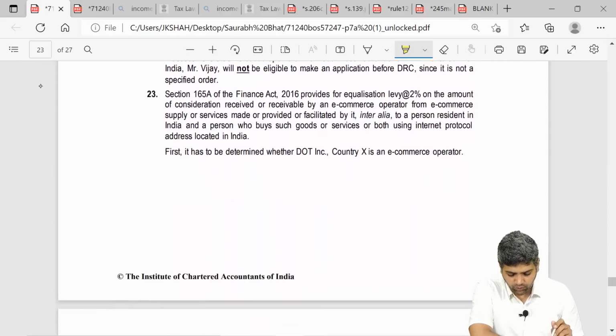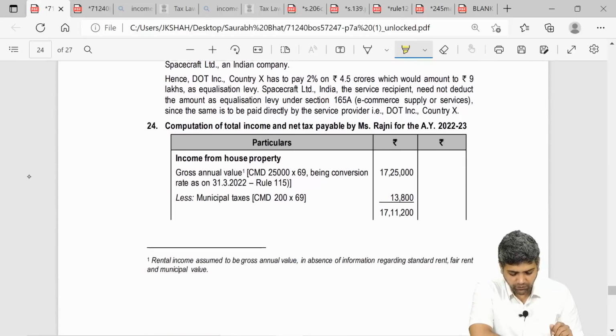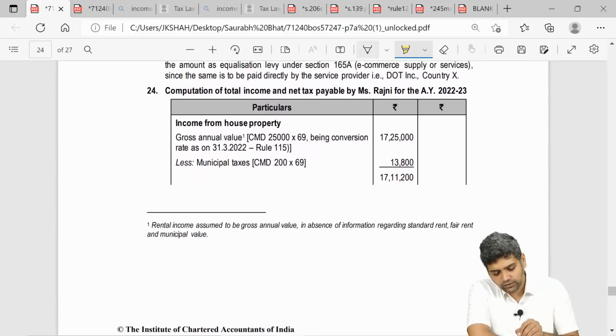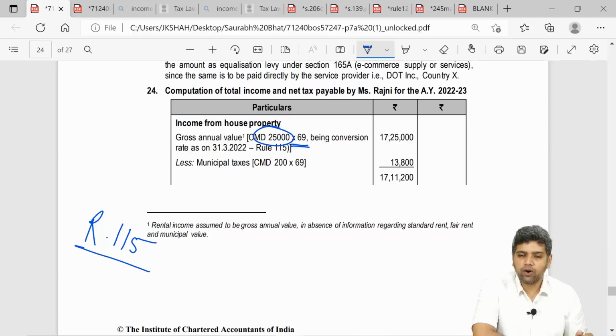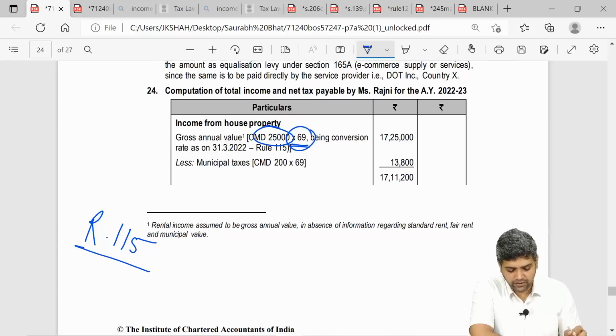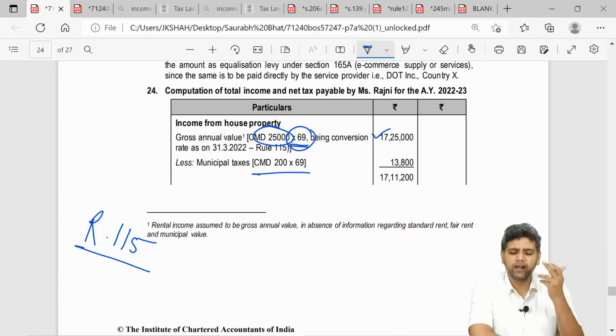I can directly take you through this answer because it's pretty simple. Same steps have to be followed. So 25,000 is the income from country M, rental income. I will convert it, multiplied by 69, as per rule 115. Whenever any income is earned in foreign currency, how you convert it into INR is given in rule 115. And when you talk about rental income, we adopt the rate of exchange as on last day of the year. So 69 is the rate given on last day of the year. So that is 17,25,000. Municipal taxes you are not deducting here, that doesn't matter.